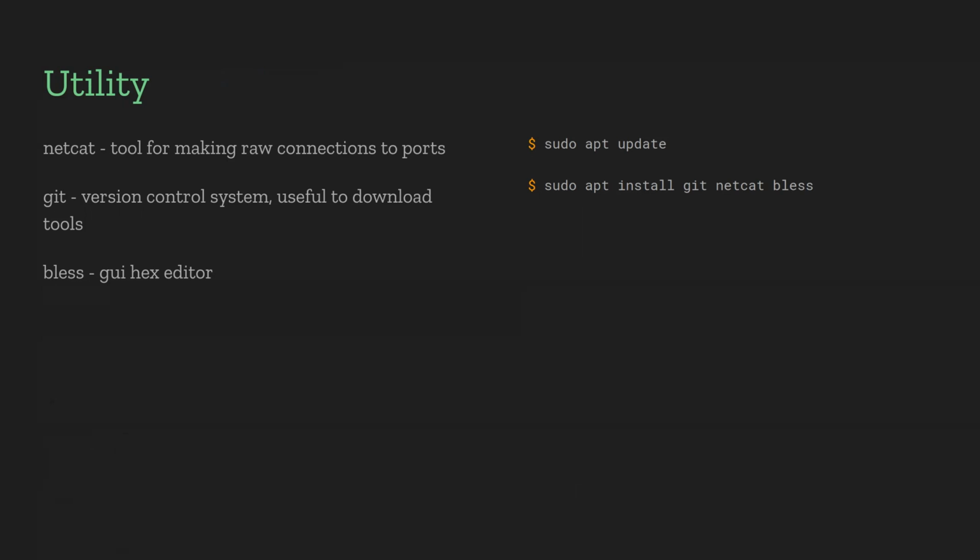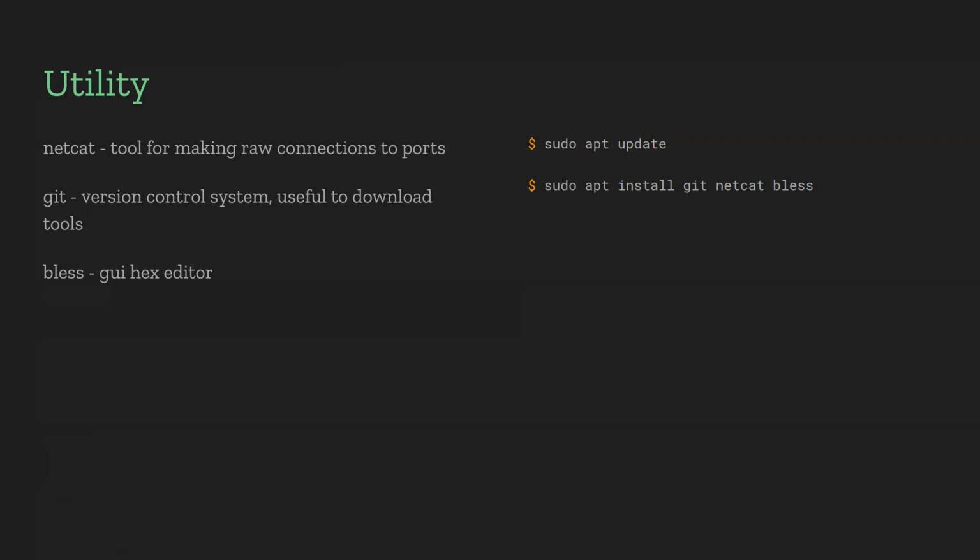Netcat, which is just a tool for making raw connections to ports. You'll see this on CTF problems a lot. It'll be like NC and then an IP address or something like that. So that is Netcat. You'll probably need that if you do any binary exploitation, some crypto, and some networking. And then Git is essentially how you get things off of GitHub. So if you want to use any GitHub code, you need Git. And then Bless is just a generic hex editor that I would recommend.